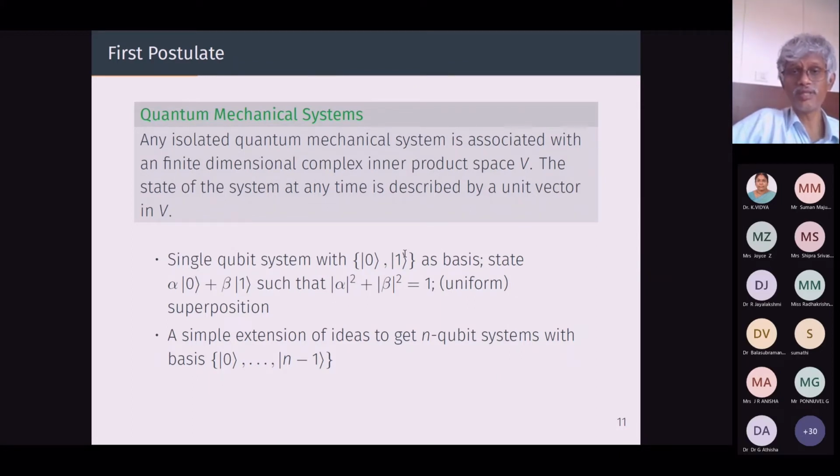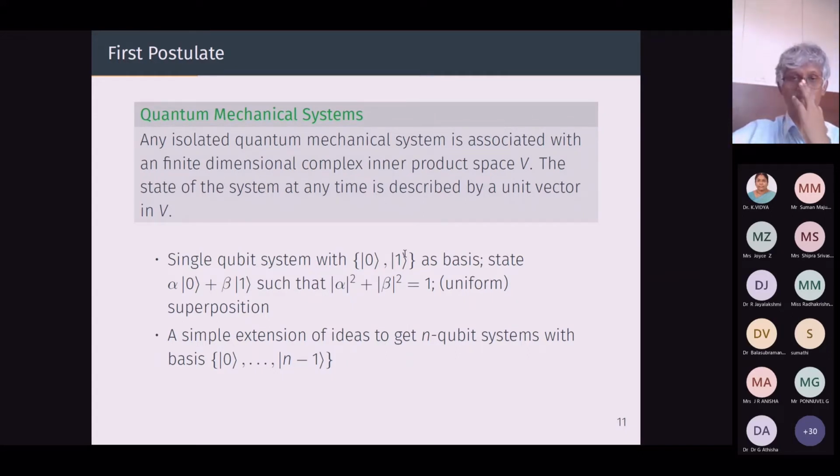For a single qubit, I've just given some examples. A single qubit system with 0, 1 as basis: like we saw, ket of 0 is the vector (1, 0) read as a column, and ket of 1 is the vector (0, 1) read as a column. The state is alpha ket of 0 plus beta ket of 1, a linear combination of these two, such that the absolute value of alpha squared plus the absolute value of beta squared is equal to 1. Recall that these are complex numbers, so you have to think of this as the complex absolute value. So we just say that it is the usual L2 norm in some sense.